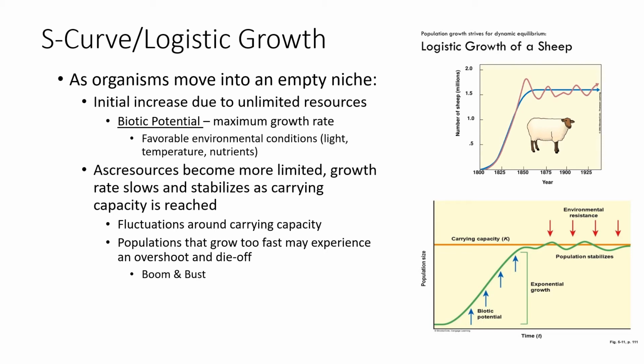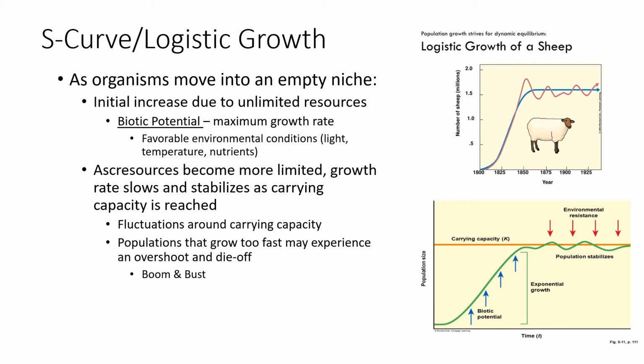There aren't enough individuals to actually force competition. And so we call this time period the biotic potential. Biotic potential is the time where a population experiences maximum growth, and it happens under very favorable environmental conditions. So maybe there's lots of light, the temperature is just right, tons of nutrients, tons of food, whatever it may be when we're looking at resources.